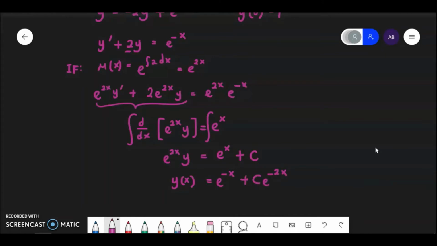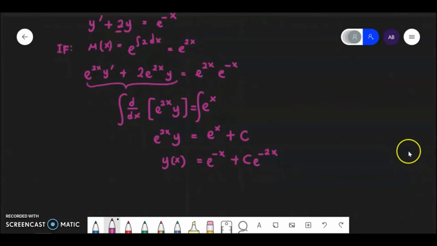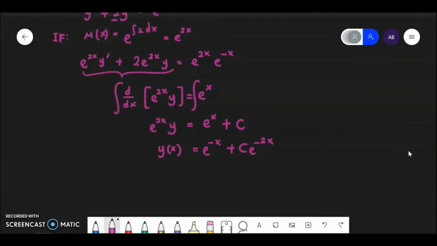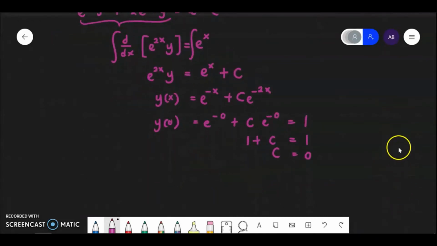Now this term is a constant. Okay, it's a constant involving term, but we know that when x equals 0, you have exponent negative 0 plus c exponent negative 0 equals 1. So what I have here is 1 plus c equals 1, so c equals 0. So the term involving c cancels out here. Therefore, my exact solution is given as exponent negative x. Okay, so this is my exact solution.